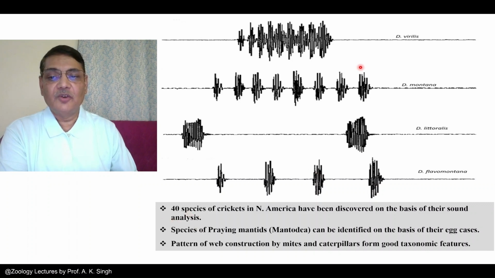Here in the description, you can see it is written that 40 species of crickets in North America have been discovered on the basis of their sound analysis. A species of praying mantis can be identified on the basis of their egg cases, and the pattern of web construction by mites and caterpillars form good taxonomic features. So behavioral pattern can also be considered for the identification of a species.